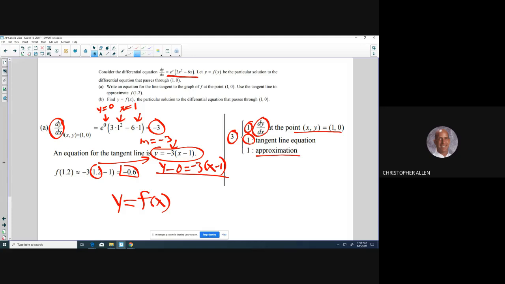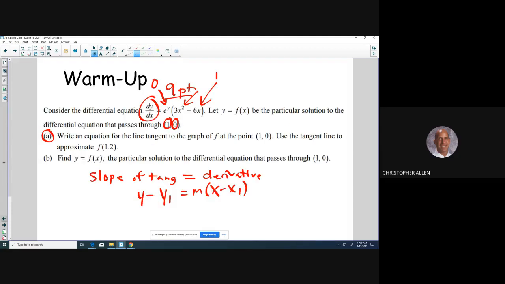Okay, so let's go back to question 2, or question B, I should say. It says, find the particular solution. So what is the big idea of this question? Question A was connecting the idea of the slope of the tangent line equaling the derivative. What about question B? What's the big idea?